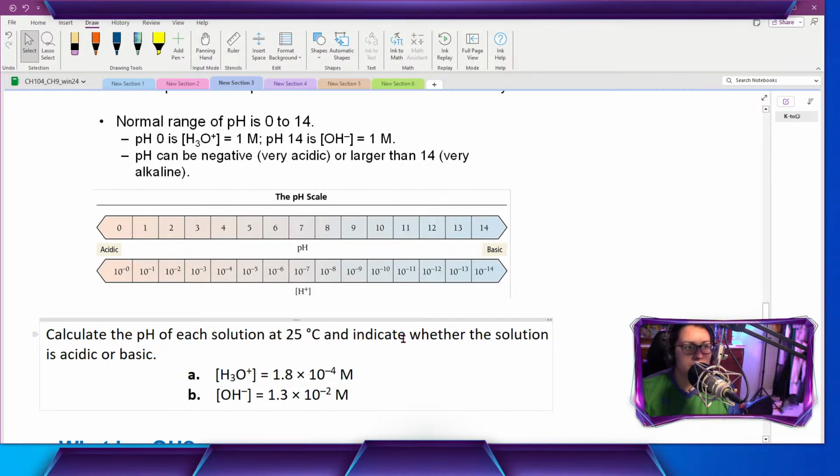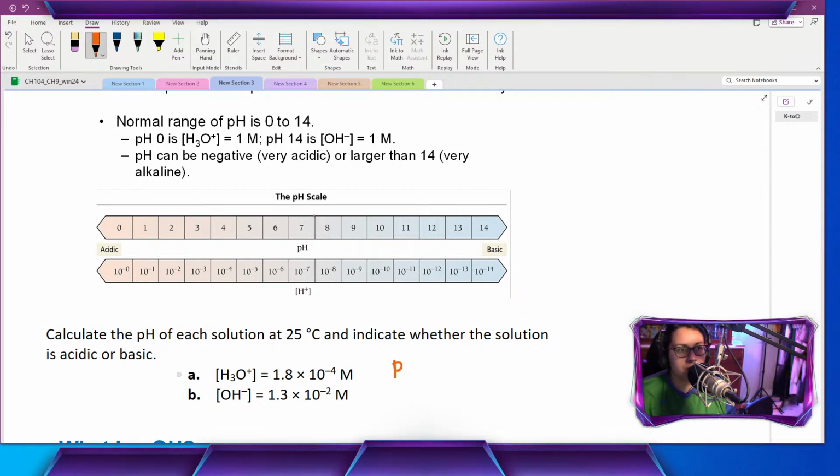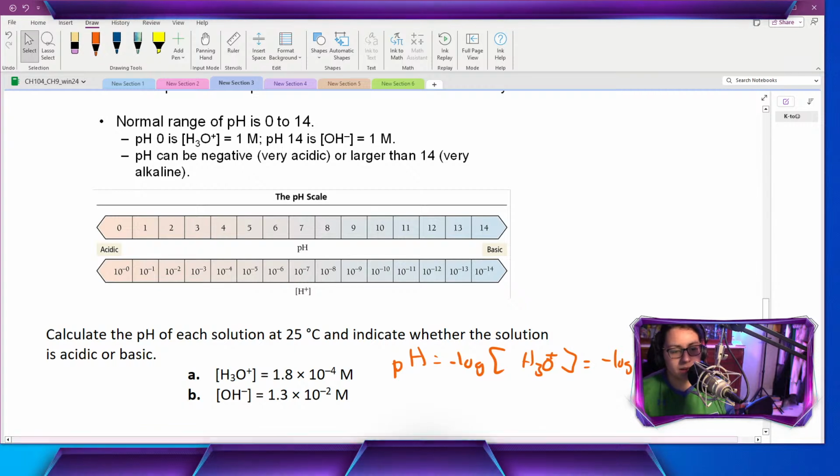How are we doing? So let's look at A. A should be pretty straightforward. We have our pH, so now we can say pH is our negative log of hydronium concentration. So negative log of 1.8 times 10 to the negative fourth molarity. And so plug that in.